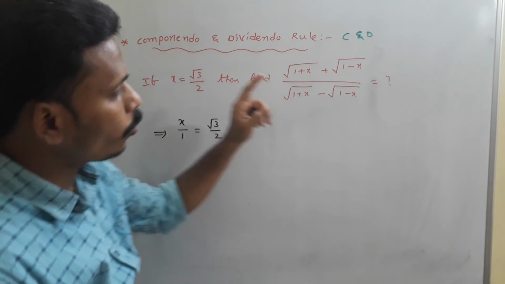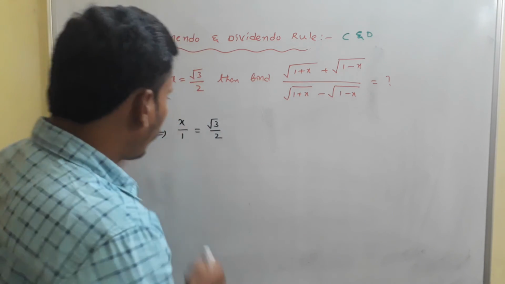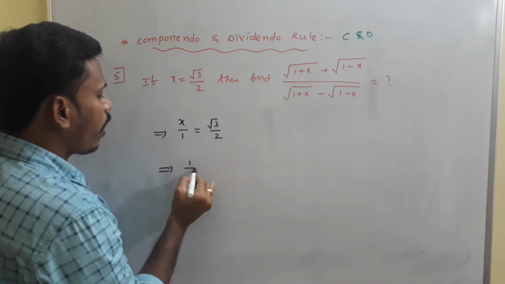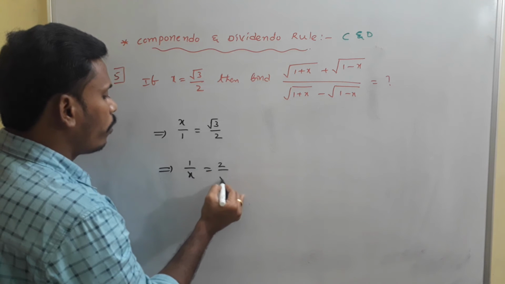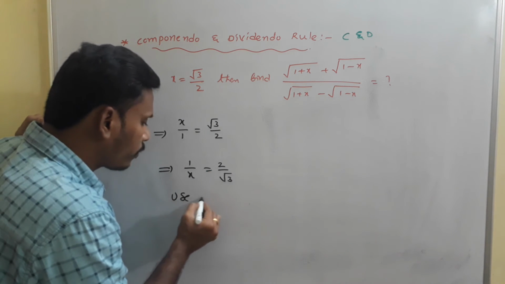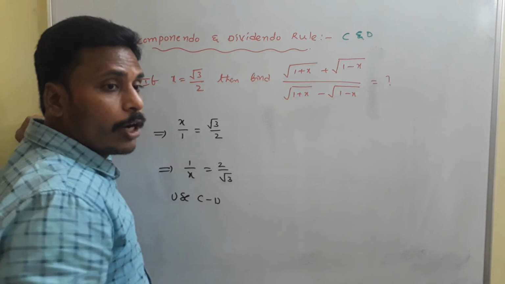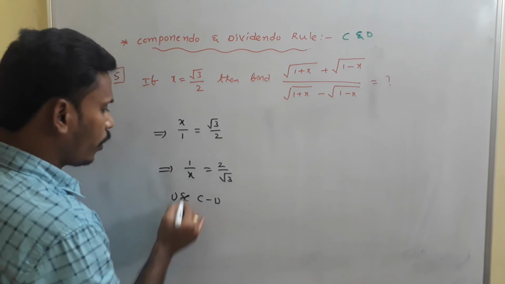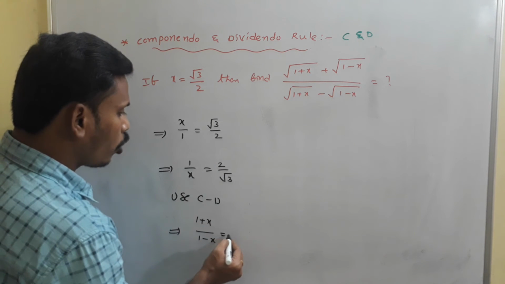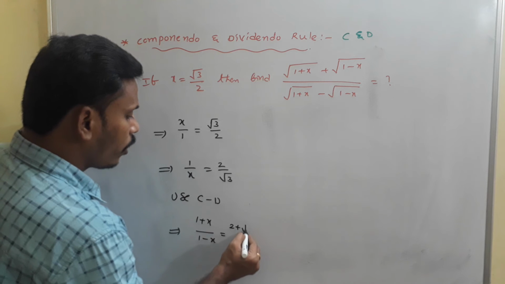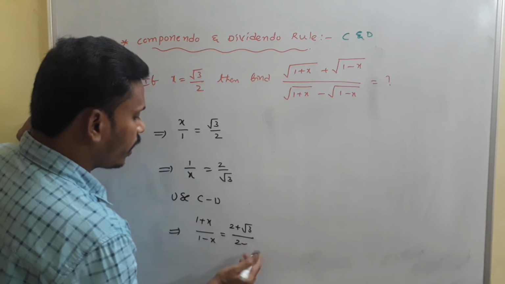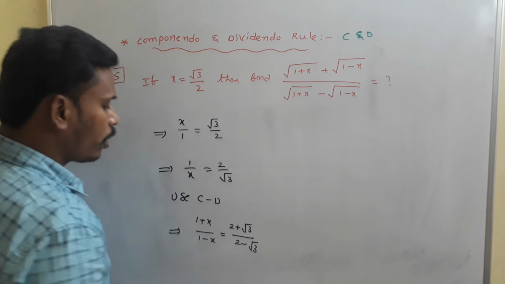As per this situation, 1 plus x and 1 minus x I need. But 1 is there in the denominator, so you just take the reciprocal on both sides. You have 1 by x is equal to 2 by root 3. That's good. Then you just use the CD method, apply componendo and dividendo. On the left side, numerator plus denominator divided by numerator minus denominator is equal to this side, numerator plus denominator divided by numerator minus denominator: 2 plus root 3 by 2 minus root 3.